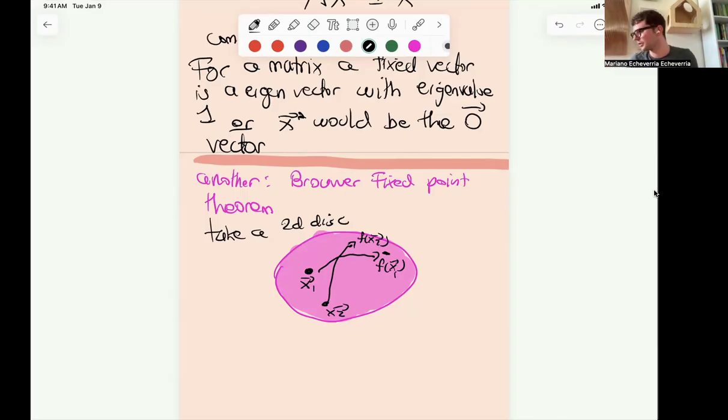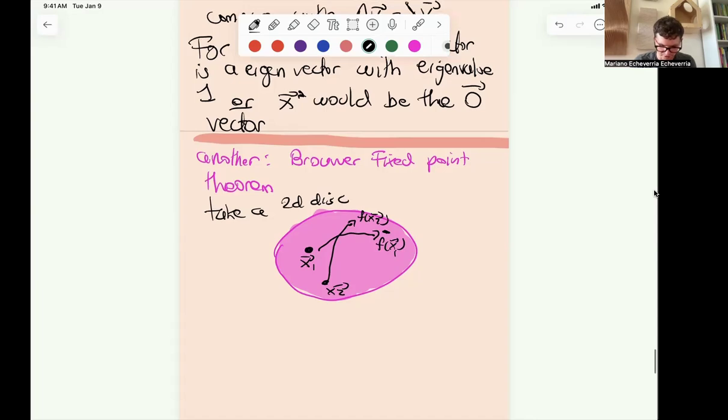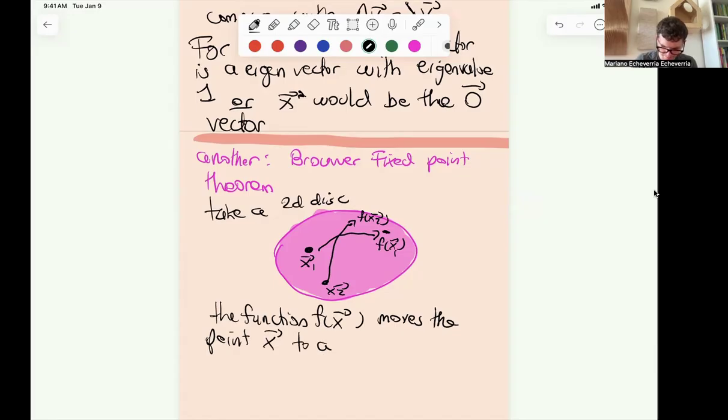Here's one way you could do that. You could rotate it, right? If you have a disk, you can rotate the disk and that moves the points around, or you could reflect the disk about an axis. There are many different things that you could do. So you have a disk and the function moves the point x to a different point on the disk.